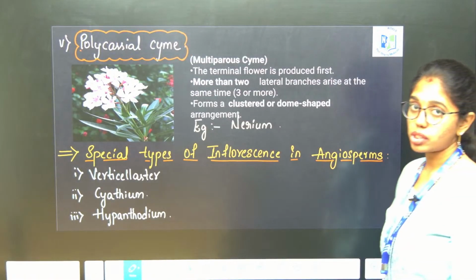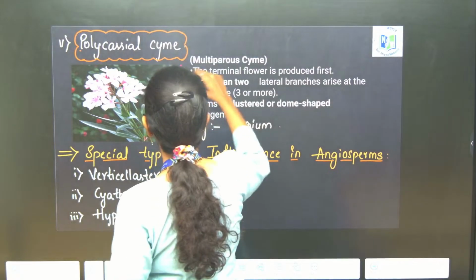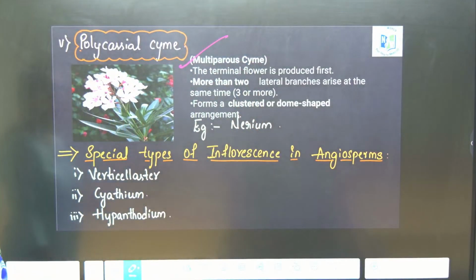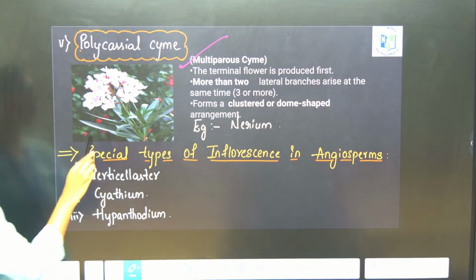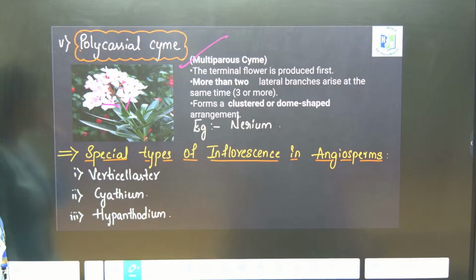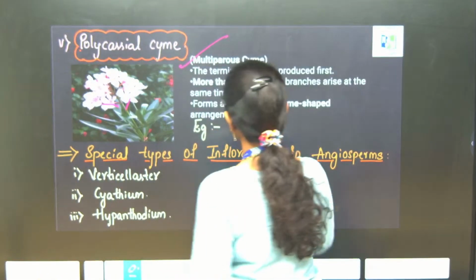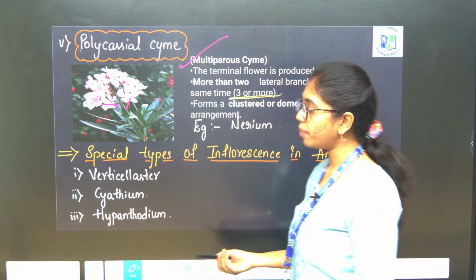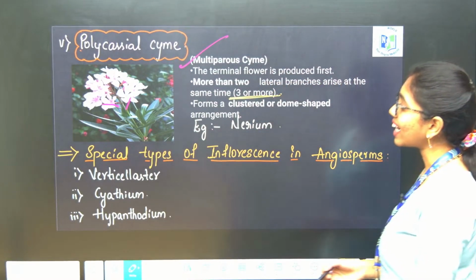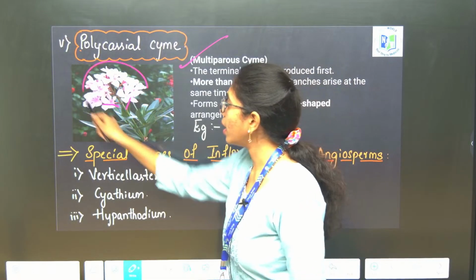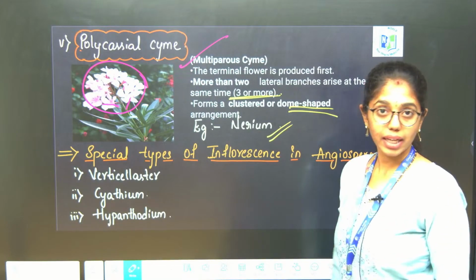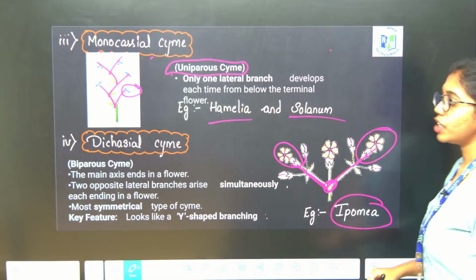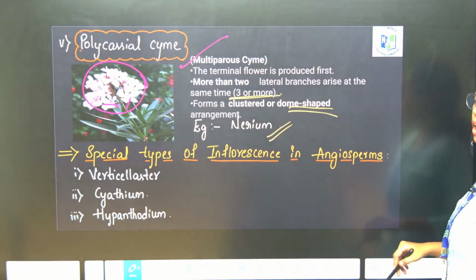Then polychasial cyme. Polychasial cyme is also known as multiparous cyme. Here the terminal flower, of course, is first produced in any type of cymose inflorescence, and more than two lateral branches arise at the same point, three or more. This forms a clustered or dome shaped arrangement. Examples include Nerium. Clear, right ma? So this is monochasial cyme, dichasial cyme and polychasial cyme.